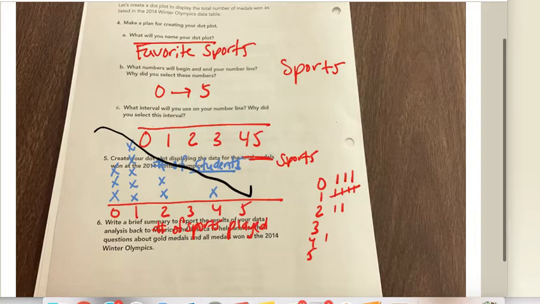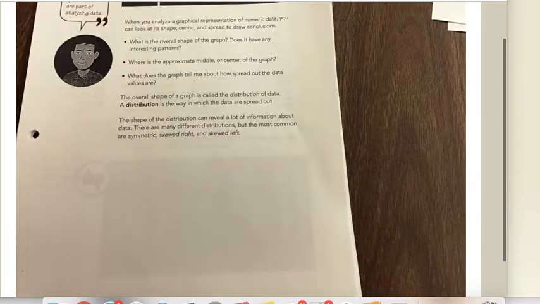So if I go to the next page, it talks a little bit about that. Describing distributions. Can you analyze a graphical representation of numeric data? You can look at the shape, the center, and the spread to draw conclusions. What is the overall shape? Basically what we talked about, was it symmetrical? Is it skewed right? Or is it skewed left?